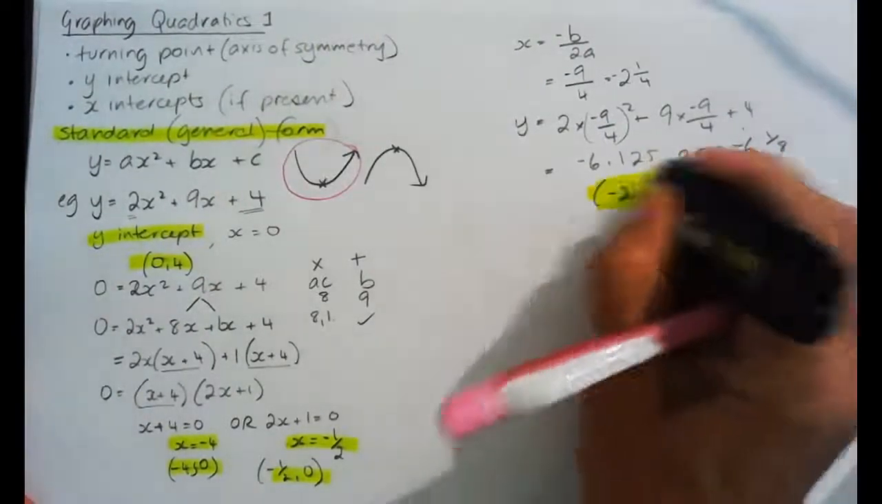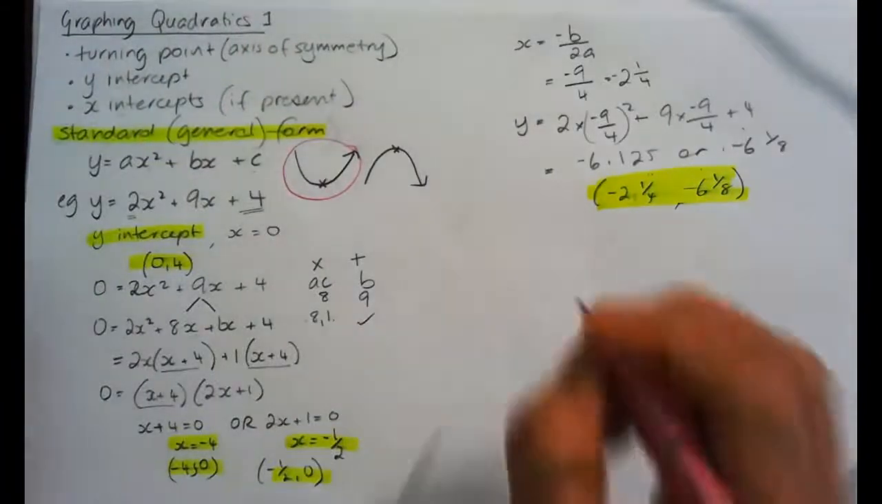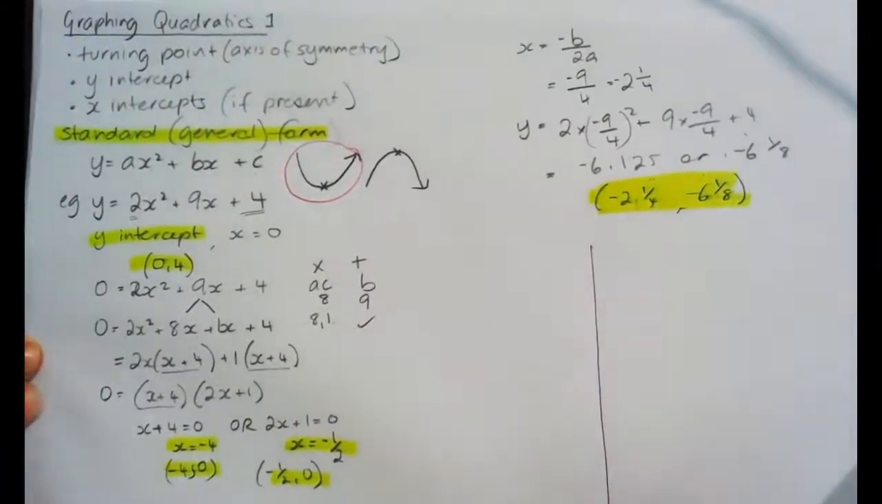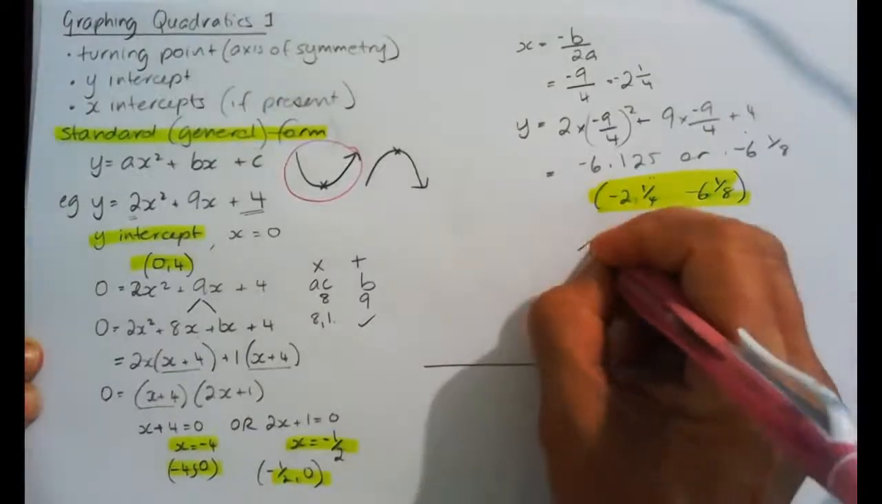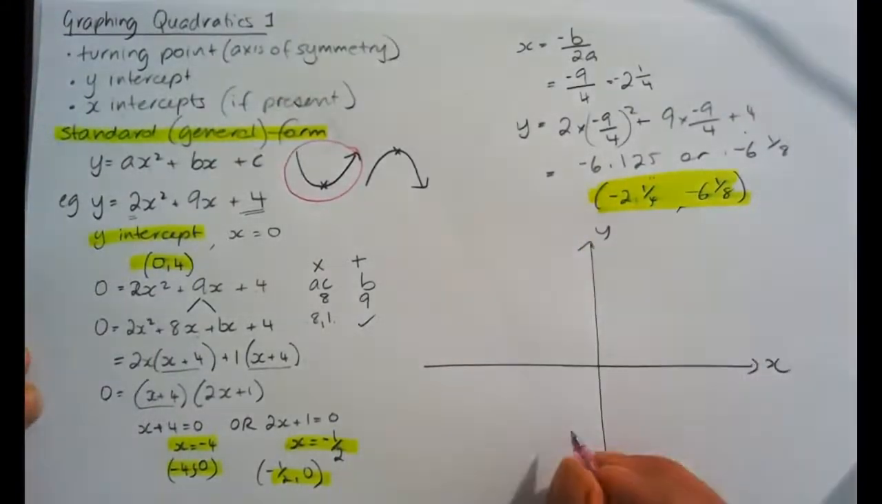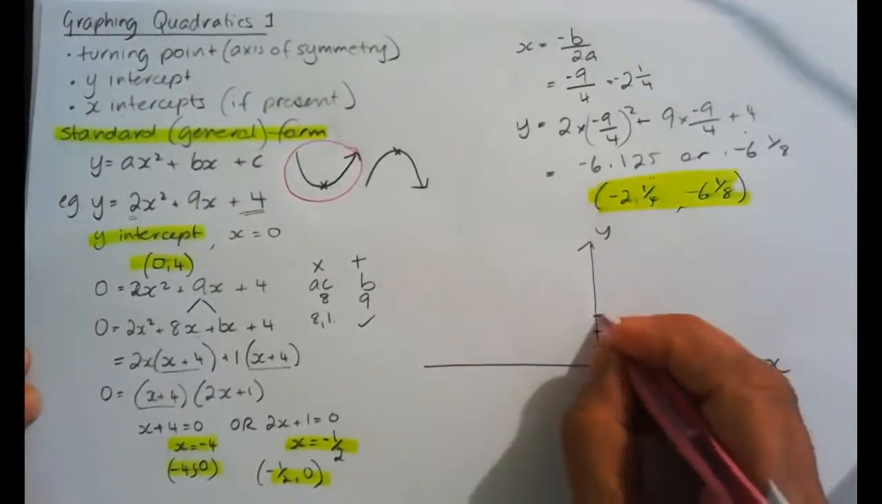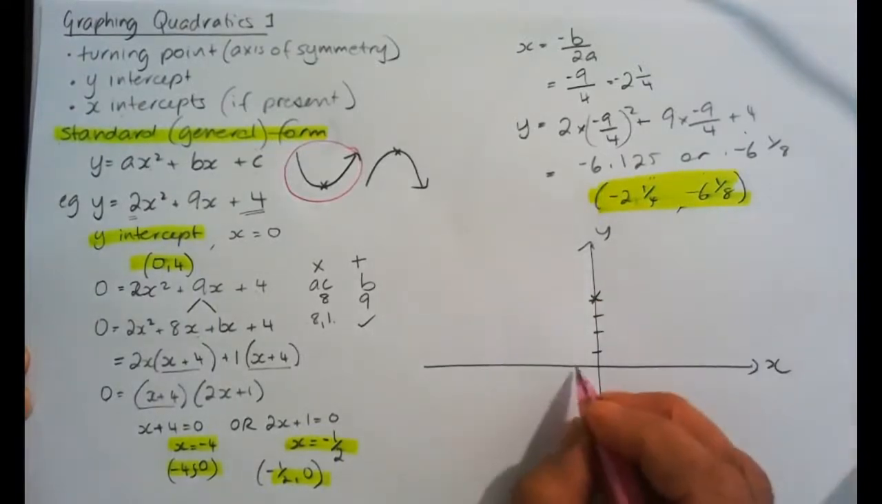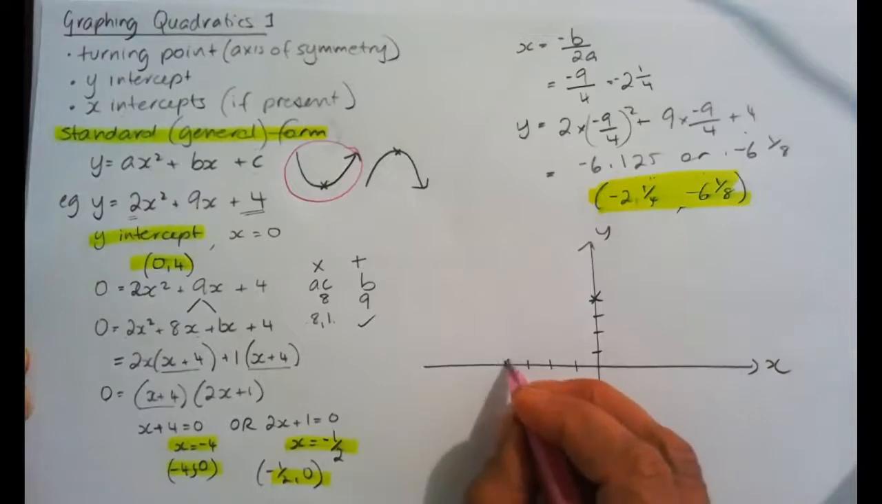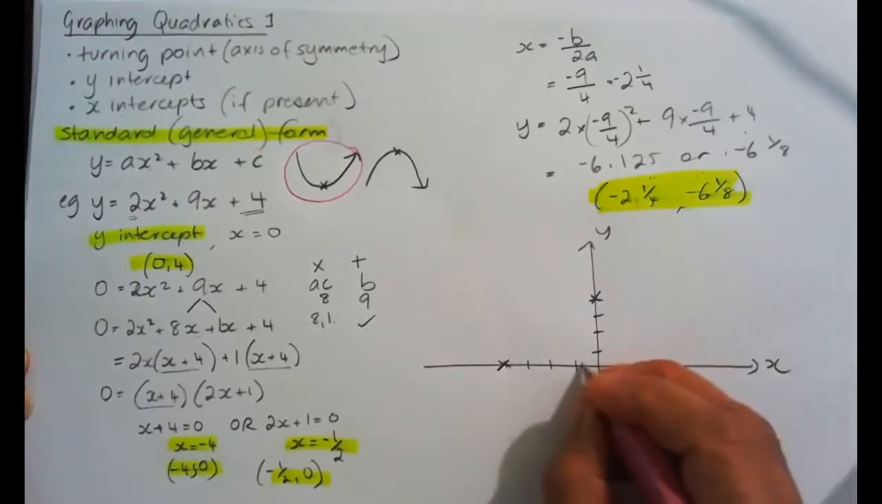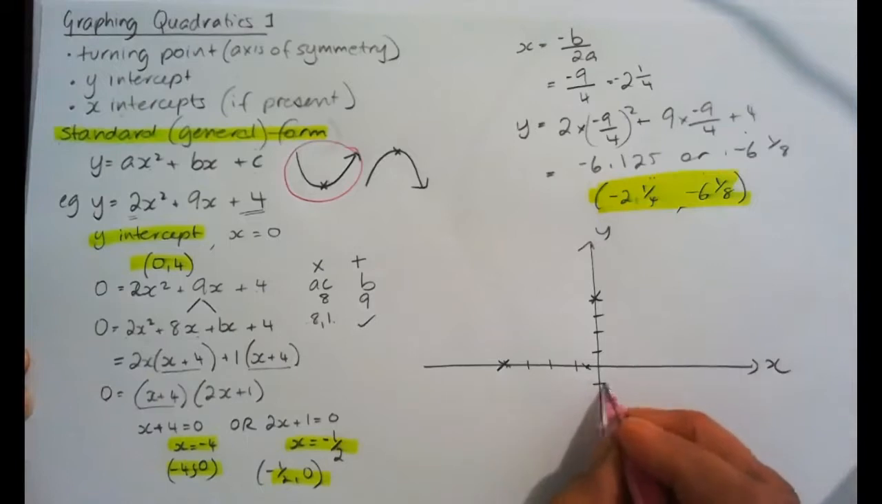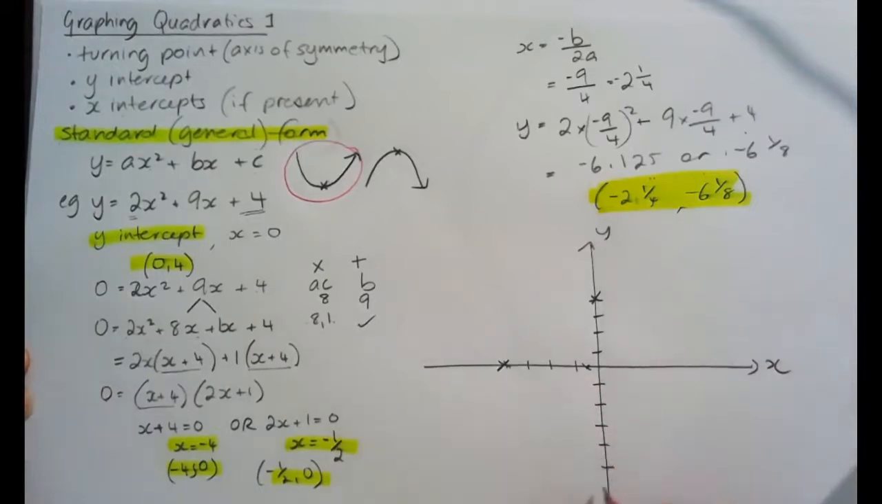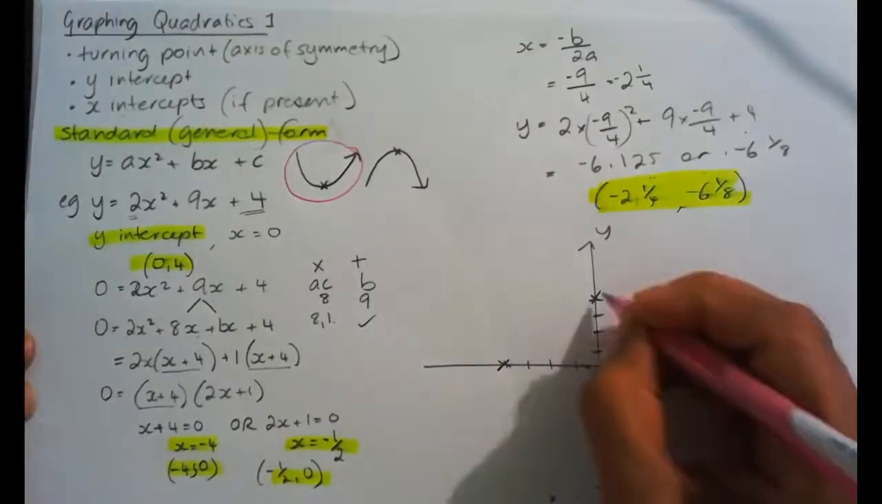So now that I have these points, I can just do a quick sketch of this graph. Mark in my x and y axes. Mark in my key points. So 1, 2, 3, 4, there's my y-intercept. Then one of my x-intercepts, my other x-intercept, and the turning point at negative 2 1/4 and negative 6 1/8.